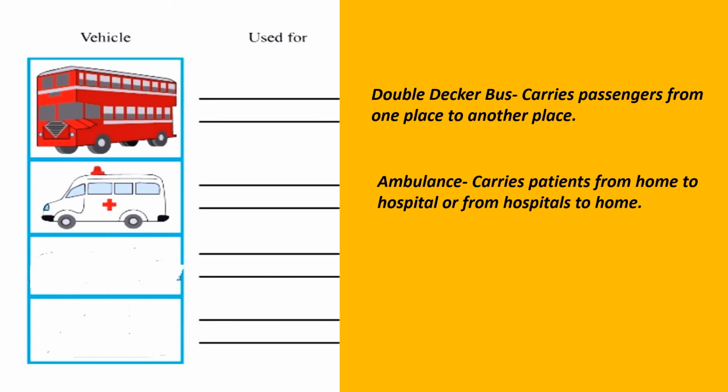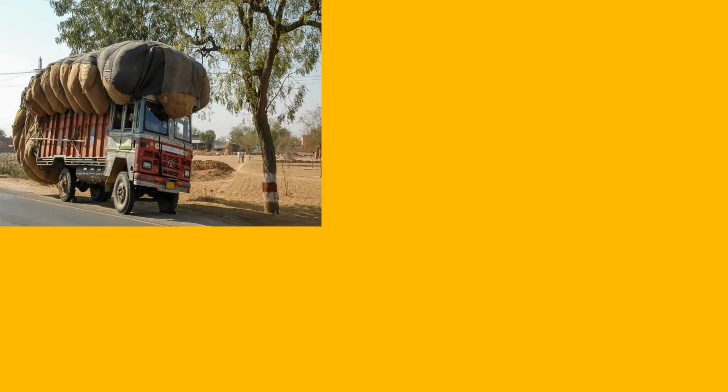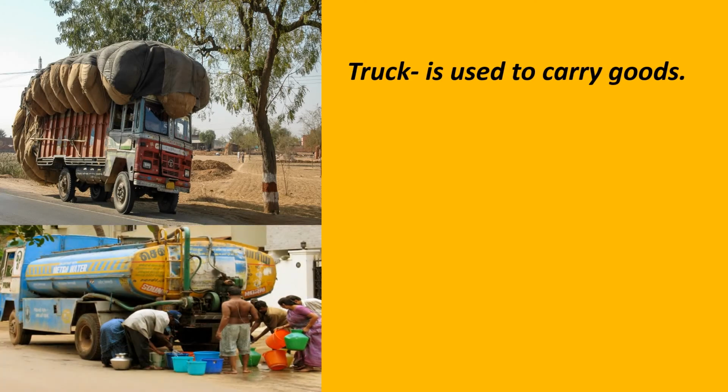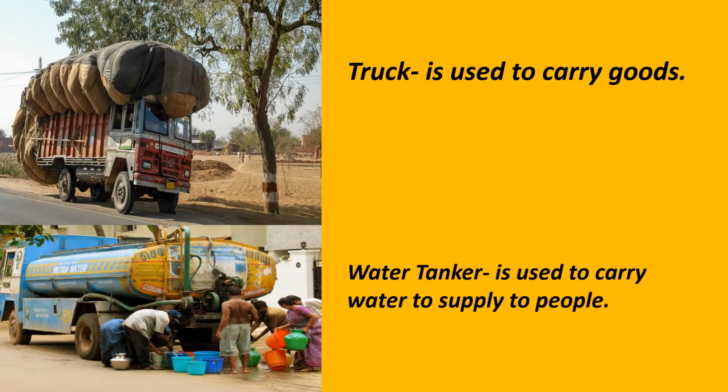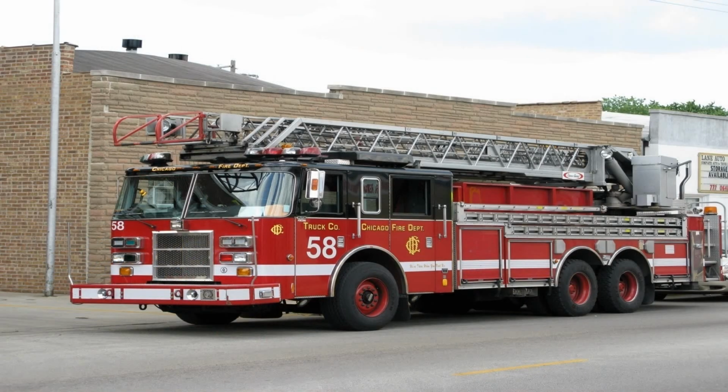In the next box, you have to draw vehicles of your own. So here I have drawn a truck. Truck is used to carry goods from one place to another place. Second photo is water tank. This is used to carry water to supply to people. In this photo, you can see people are filling water from the water tanker. Here I added one more, that is fire engine.